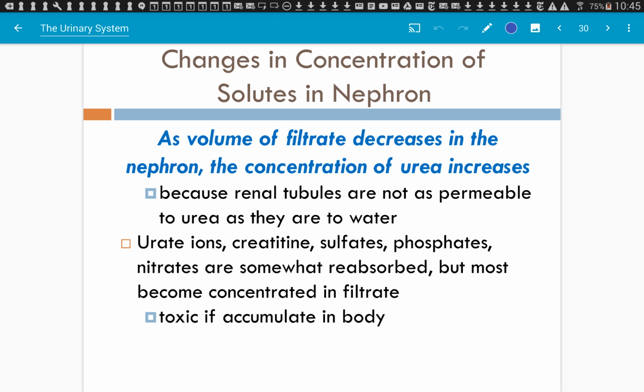Okay, so changing in the concentration. Oh, I should not have touched that. Is it going to come back up?